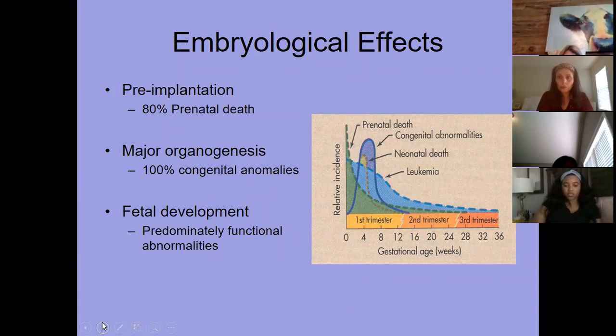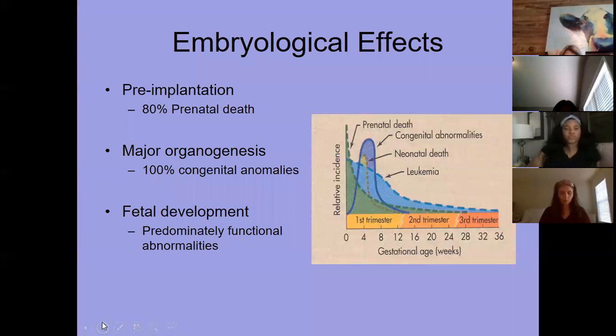Another risk of exposure in utero is childhood leukemia. And we'll talk more about childhood leukemia later on, but that is the one specific type of cancer that is associated with in utero exposure.